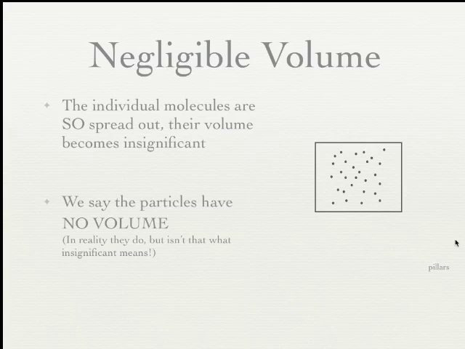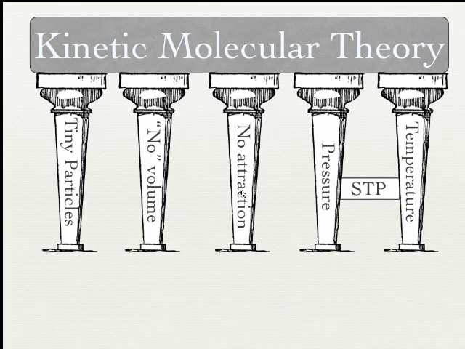We look at that box there. You've got a bunch of little atoms, but that box is mostly empty space. So we just wipe our hands of it and say there is no volume. The atoms take up no volume. You should be happy about this because the math is a lot easier if you say that the atoms don't take up space. They do, but it's insignificant.